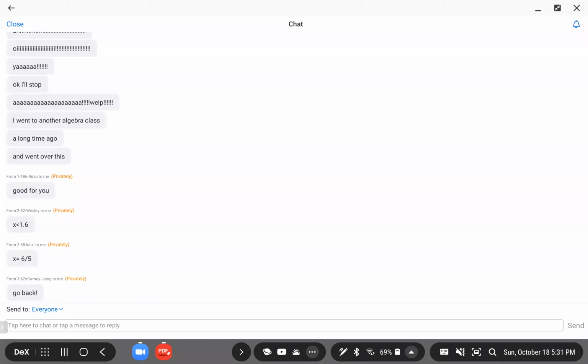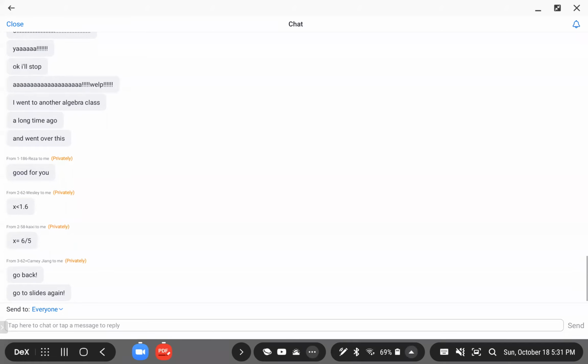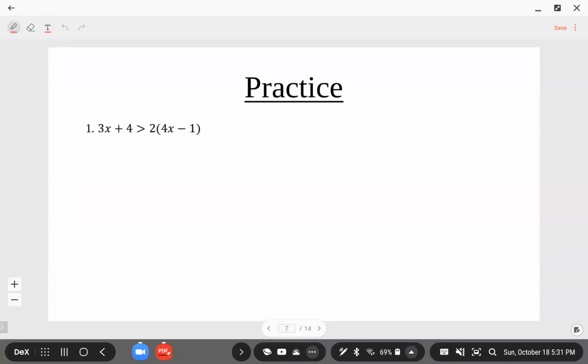Wesley says x is less than 1.6. Kai-Xi says x is equal, or I think you mean less than 6/5. I'll go back to the slides.